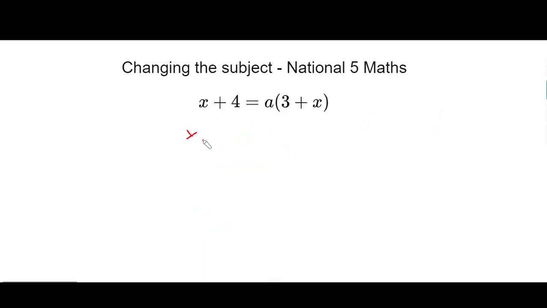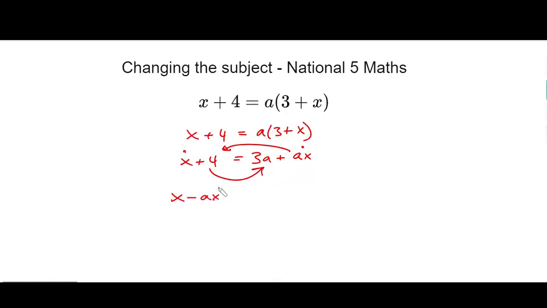Okay, so we've got x plus 4 is equal to a(3 plus x). But let's multiply out the brackets first, so that's going to be 3a plus ax, and then I've got x plus 4 on this side. But let's get all the x terms, so there they are, here's an x term and an x term, and let's get the 4 over that side. So the 4 over this side, let's get the ax over this side. So that'll be x minus ax is equal to 3a, and this plus 4 will become a minus 4.